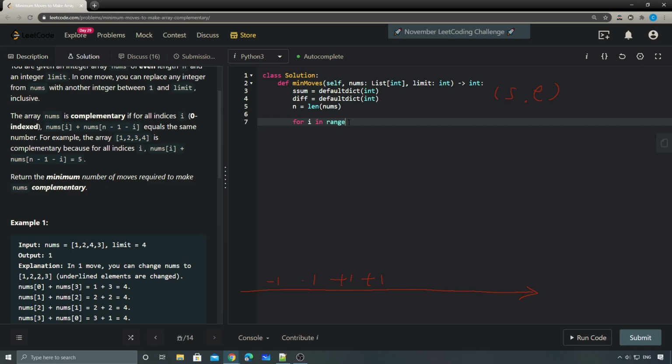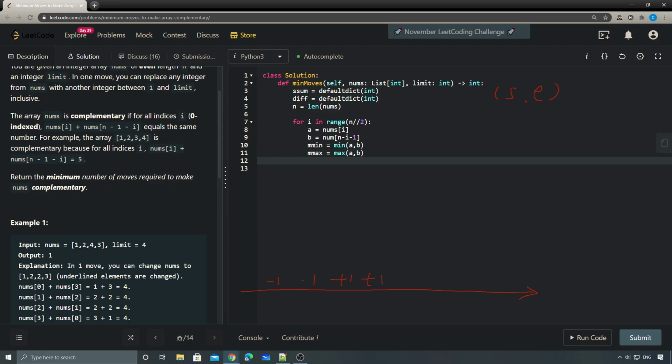So now we have i in range n divided by 2, right? Since we only need half of the sides because we are looking for a pair. So we have a equals to nums[i], and then we have b equals to nums[n - i - 1], right? So that's two numbers. And then I need the minimum of them, which is the minimum of a and b, right? And then I need the maximum of them as well, equals to max of a and b.